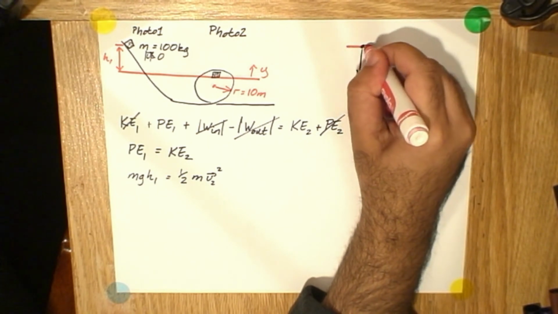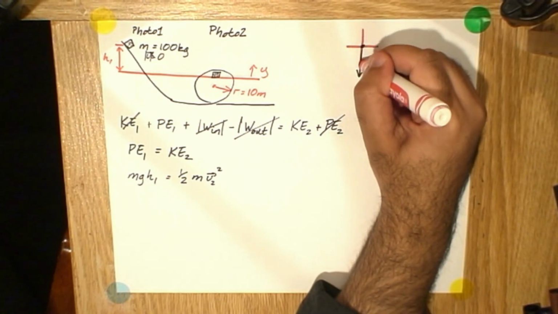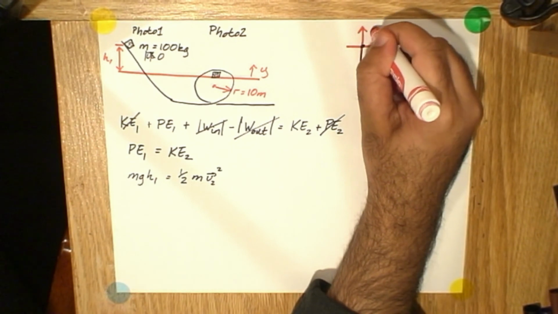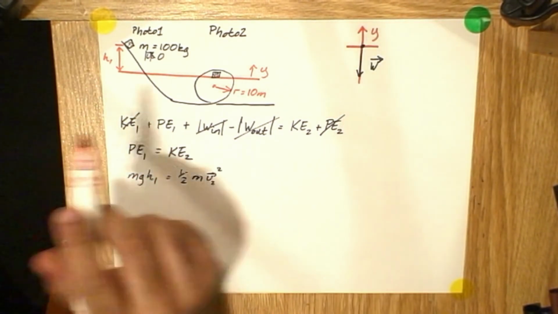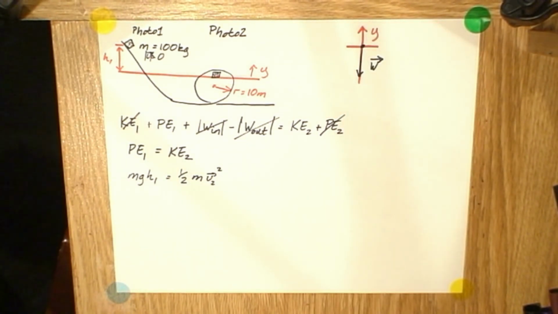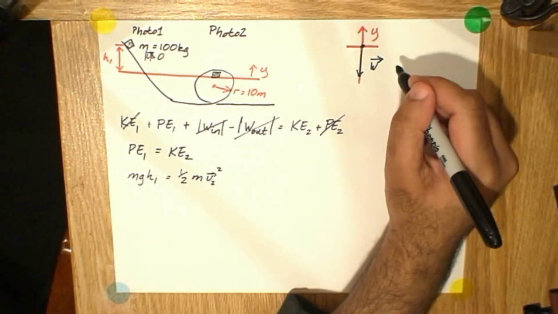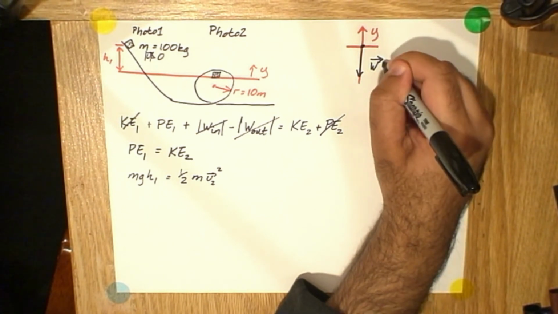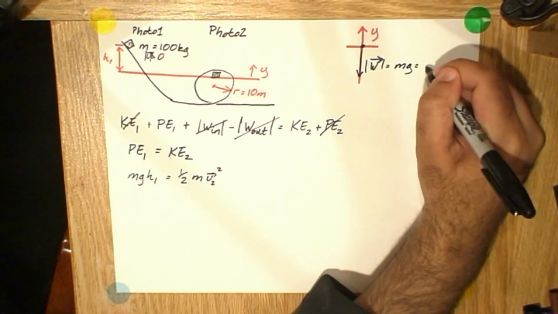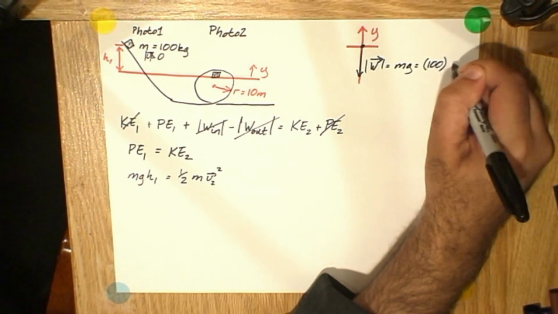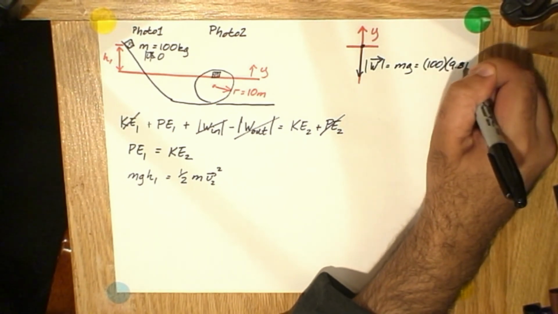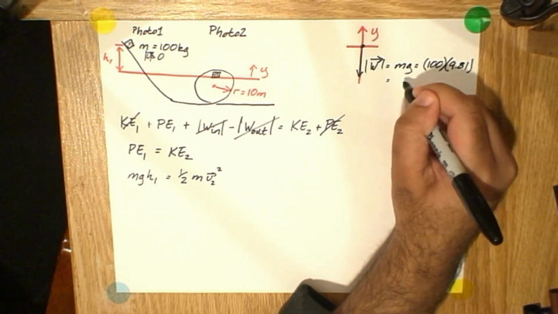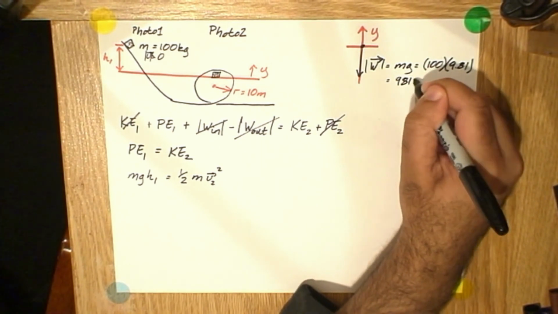So I'm going to set my axes with the y direction being positive, weight pointing downward. The weight force is easy to find. It's just equal to mass times gravity, which works out to 100 times 9.81, which is 981 newtons.